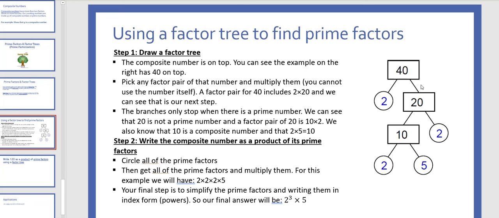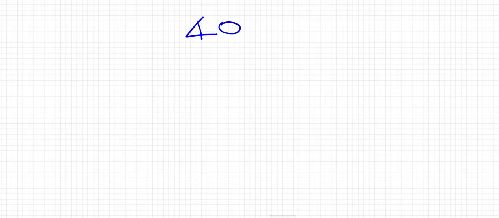Now, before we start, if I look at my example here, if I have a factor tree of 40, we can see 40 is on top, and then we have to pick any factor pair of that number and multiply them. And we can't use the number itself, and I'll explain what that is. So with my factor tree, I'm going to have 120 on top.